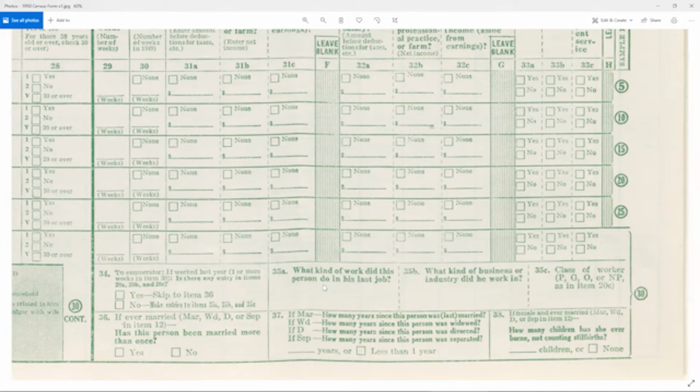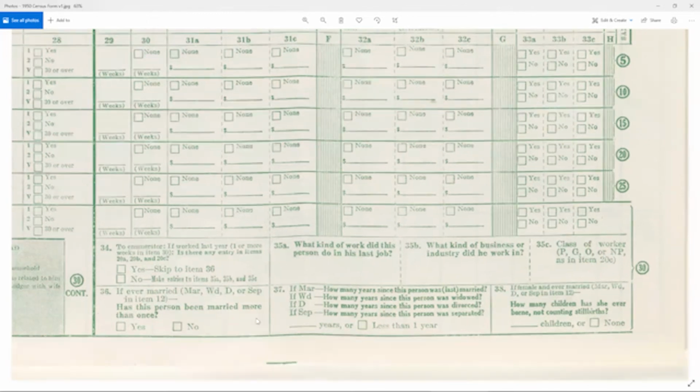And they're similar to the ones that we saw earlier, the kind of work he did, but in his last job, keyword there, last job. B is what kind of business or industry did he work in? It's again regarding the last job, and same for the class of worker. And again, that was, the P was private employer, G government, O other, and NP for no pay.